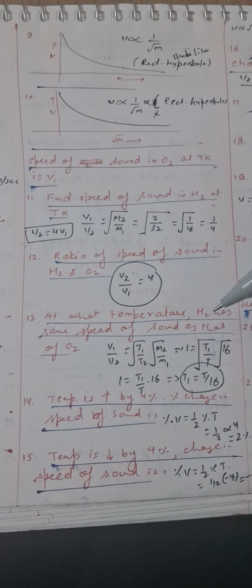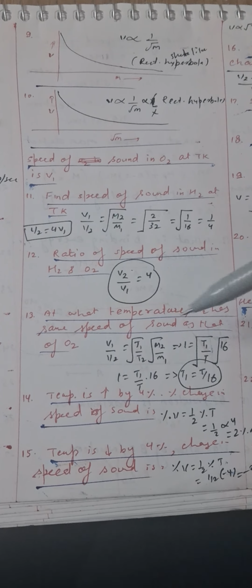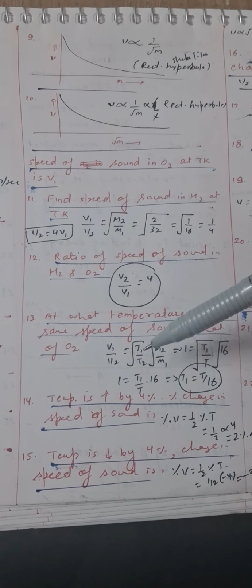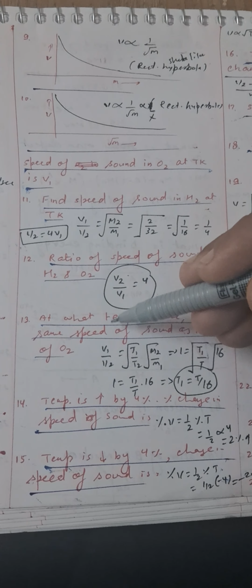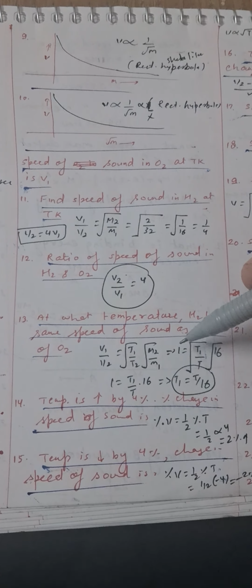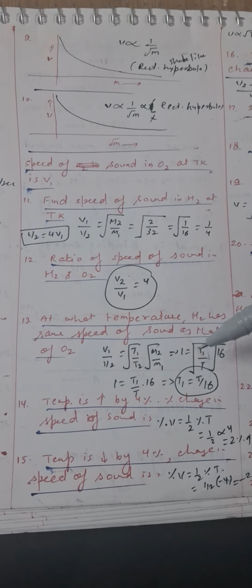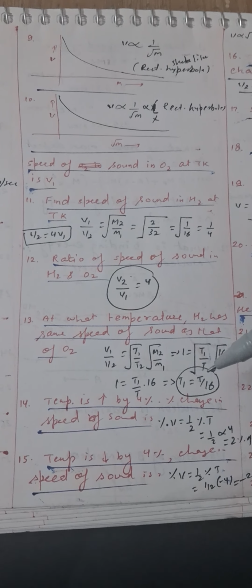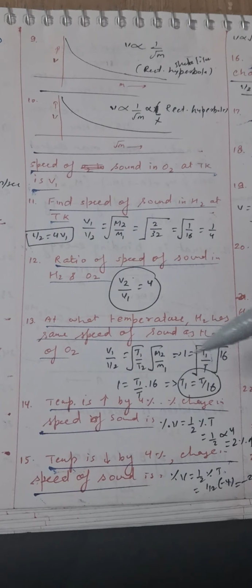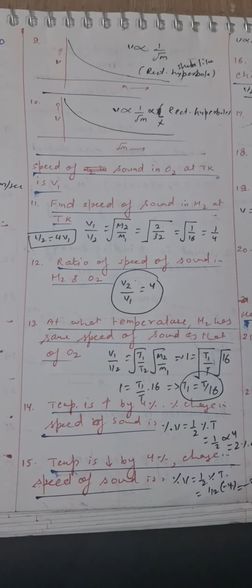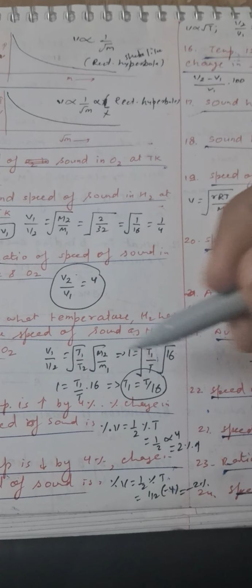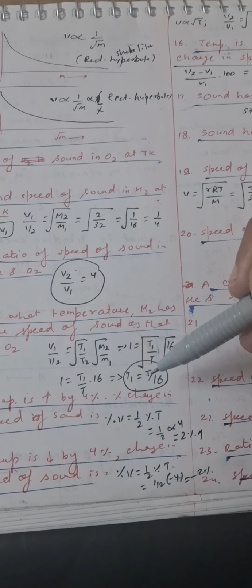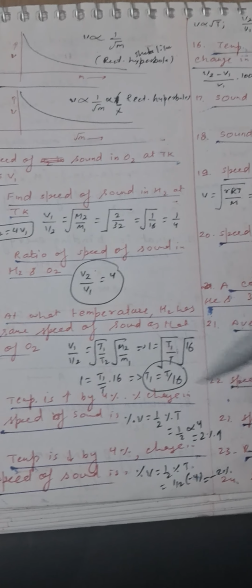Next is at what temperature hydrogen has the same speed of sound as that of oxygen. Using the relation V1 by V2 is root over T1 by T2 into root over M2 by M1. Since the speed is the same, we take V1 by V2 as 1. So this is equal to root T1 upon T2, where T2 is what we have taken for oxygen, which is T, into root 16. On squaring the terms, we have 1 equal to T1 by T into 16. So from here we can say that T1 is T by 16.